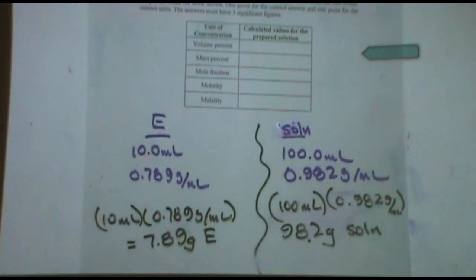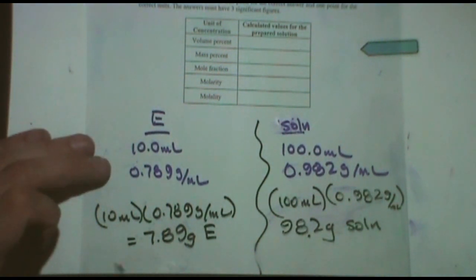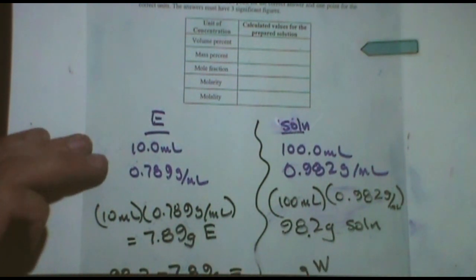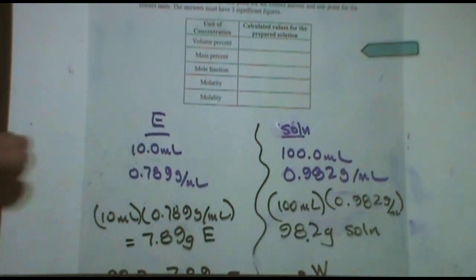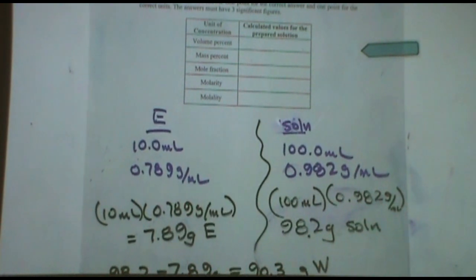Okay, zoom out a little bit more. So I've got now my solution mass. I got my ethanol mass. Let's find water. The mass of water would be 98.2 minus 7.89 grams. This would be my mass of water. I didn't calculate that, but that's a number. If somebody has that, I'm happy to write it down. Looks like around 90.31. I'll believe that.